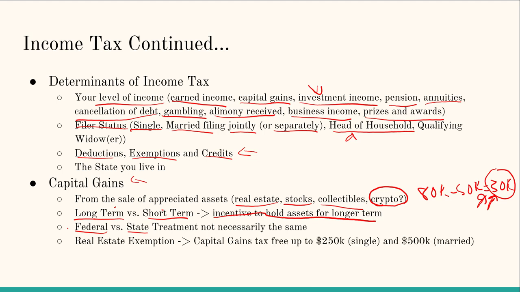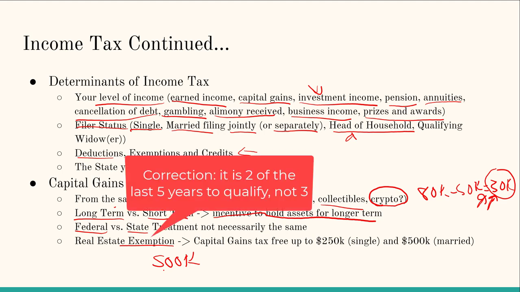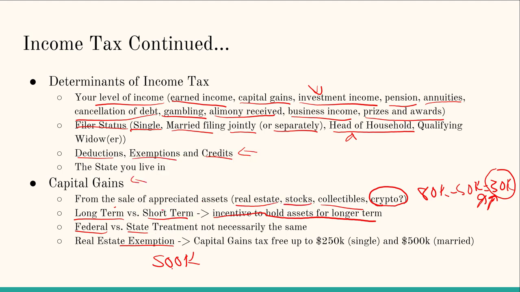So there's a real estate exemption. This is good to know, just general knowledge. Let's say you buy a house for 500K, and this is the house you live in. So this is the rub with this exemption. You have to have lived in this house for, I believe, 3 of the last 5 years before you sell it. And if you do qualify, meaning it was your main house, your primary residence, and let's say you sell it for 800,000.